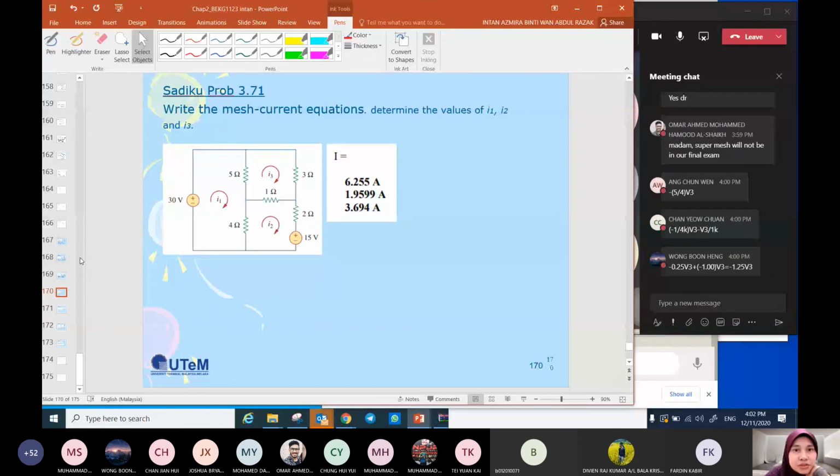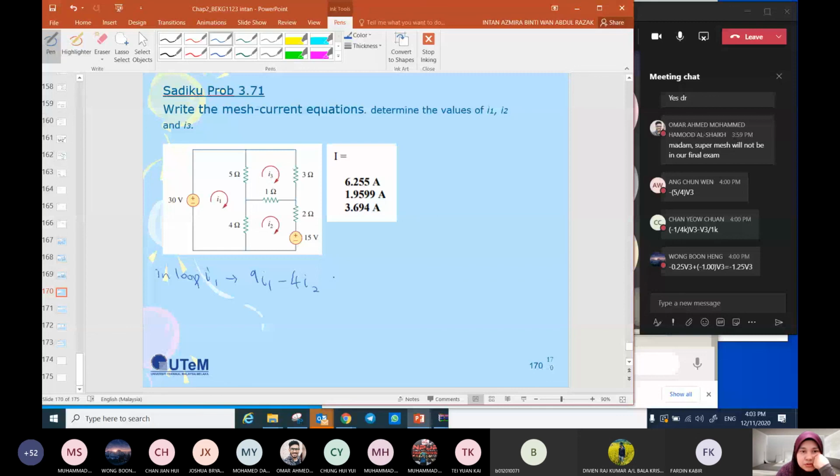Write the current mesh equation and then determine the value of I1, I2 and I3. Okay, so please do this. I think this is basic question. Okay, let's try. Let's try do it together. In loop I1, 9 I1 and then minus 4 I2 minus 5 I3 equal to 30. This is our first equation.